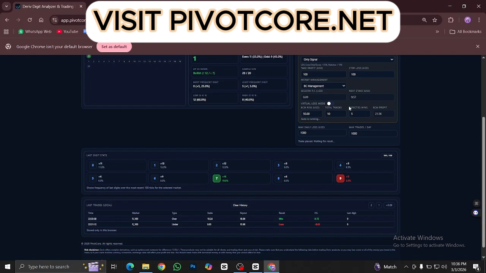And there we have it. 10 trades done, and we've secured our 5 wins as planned. This is the power of consistent, automated trading with PivotCore Net.